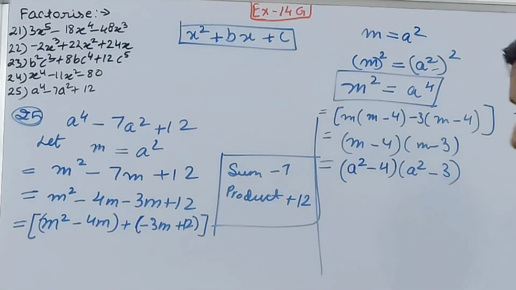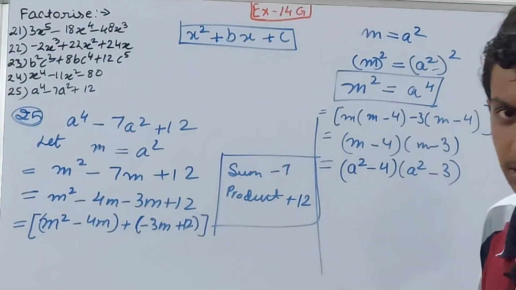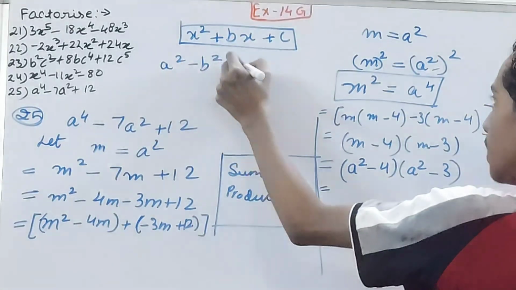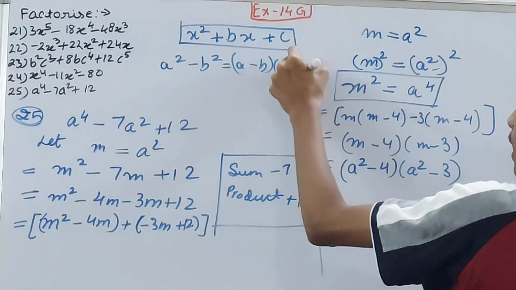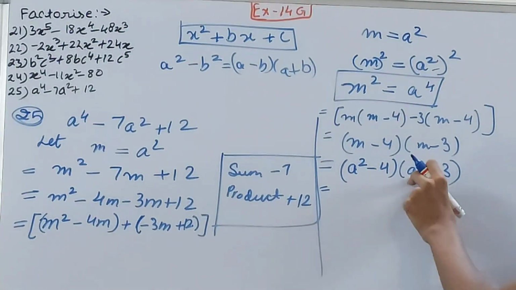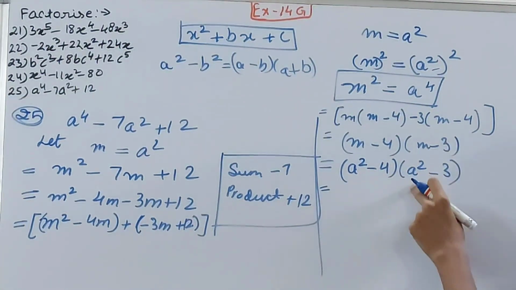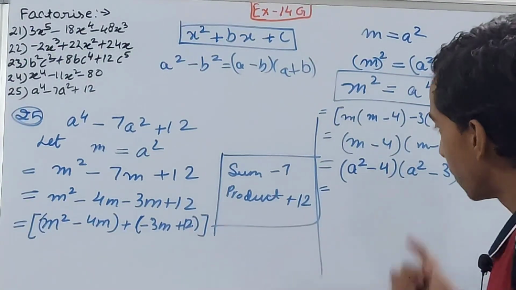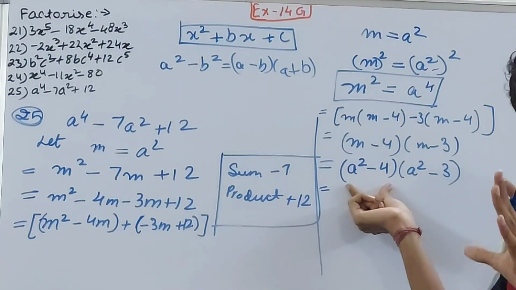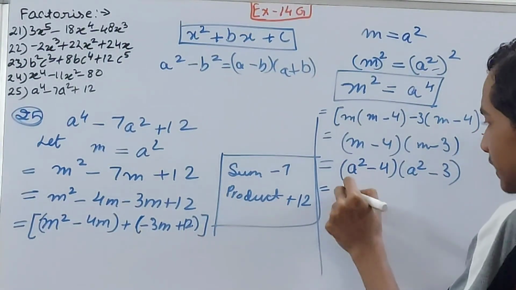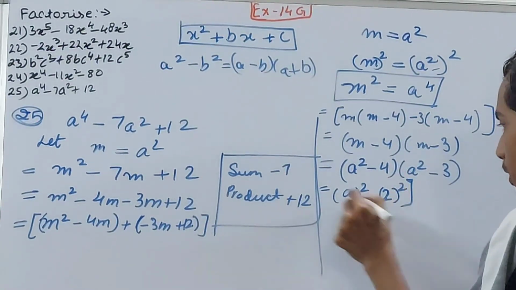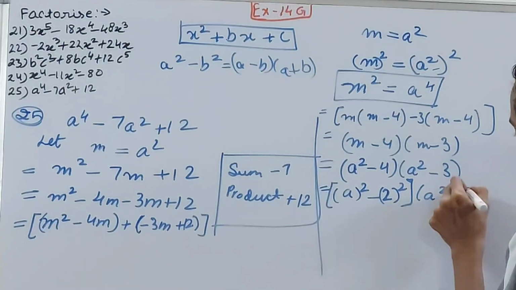No, not right now. Why? Further we can factorize this. See here, using the identity of a square minus b square is equal to a minus b into a plus b. So this bracket we cannot, a square minus 3 we cannot factorize. Why? Because a might be a perfect square, but 3 is not a perfect square. But this bracket, a square minus 4, a square is also a perfect square, and this 4 is also a perfect square. A is the square of a, 4 is the square of 2, right? And we have a square minus 3 on the other side.